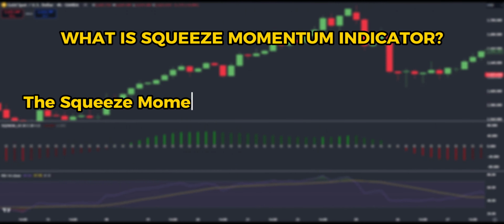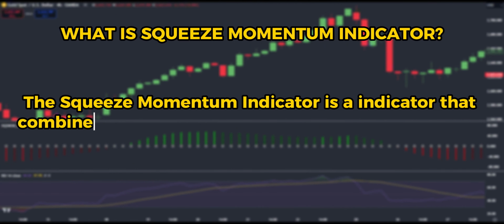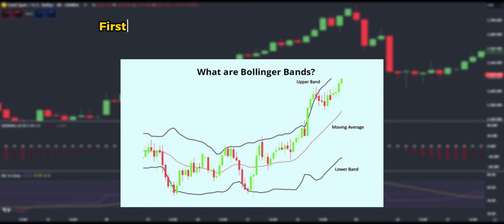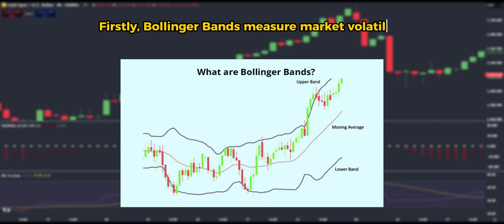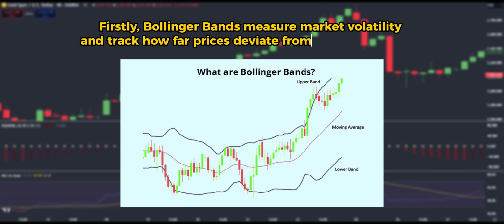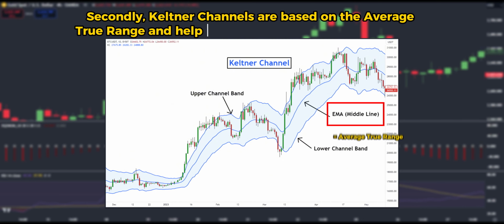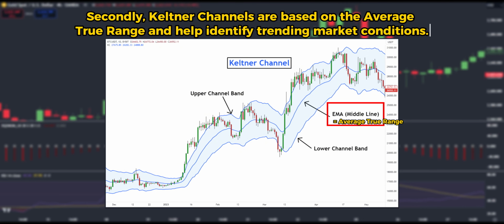The squeeze momentum indicator is an indicator that combines two commonly used technical analysis tools. Firstly, Bollinger Bands measure market volatility and track how far prices deviate from a moving average. Secondly, Keltner channels are based on the average true range and help identify trending market conditions.